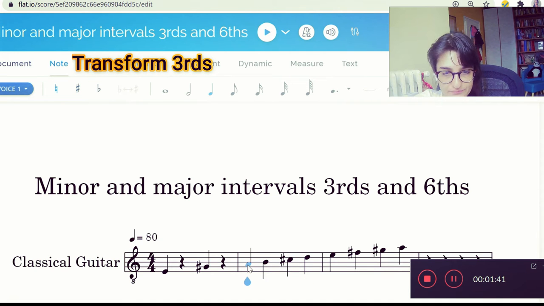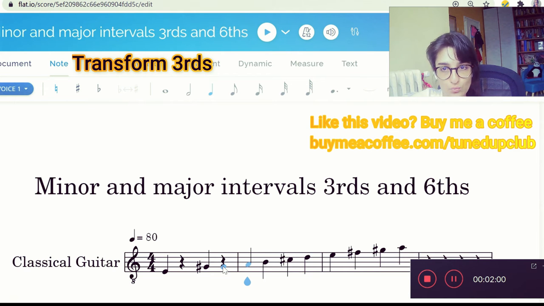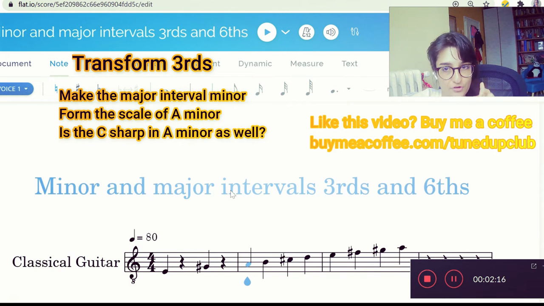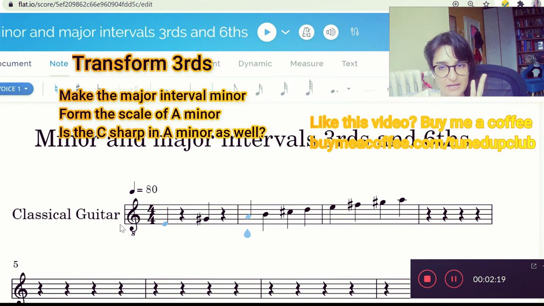Let's take this one, A to C. This is a major third because you have the A major scale here and the C is sharp. Now, we need to make it minor. Therefore, we need to form the scale of A minor and see if the C is sharp in A minor as well. Forming a minor scale can be a little bit tricky.